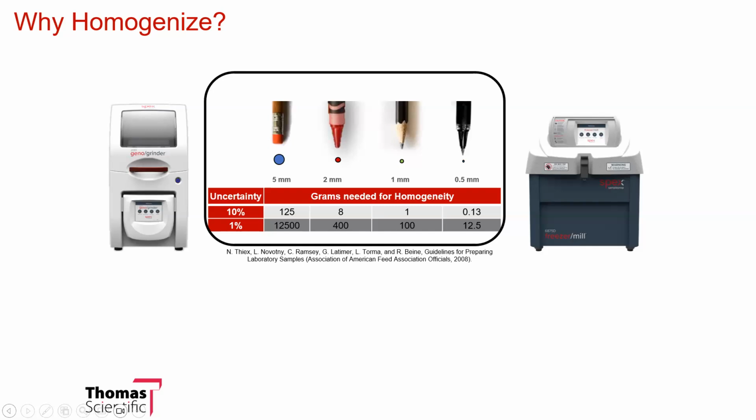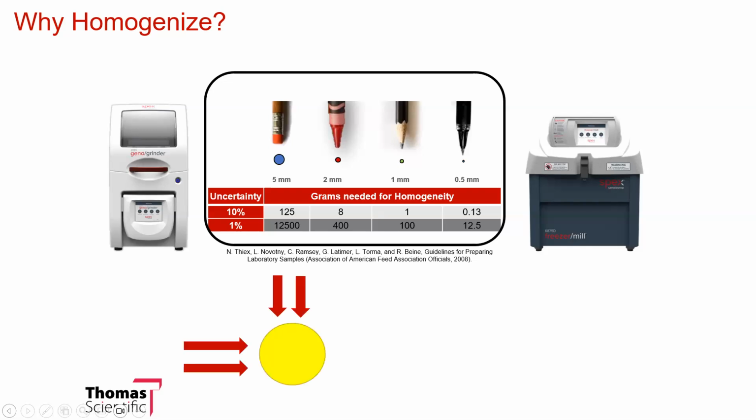But if you take all those popcorn kernels and you grind them down to basically dust, or you grind them down to flour, now you need 0.13 grams of sample. If you have a very tight uncertainty at like 1%, you need a whole lot more. You're going to need 12,500 grams at that popcorn size, or at the flour size or the powder size, you're going to need 12.5 grams.